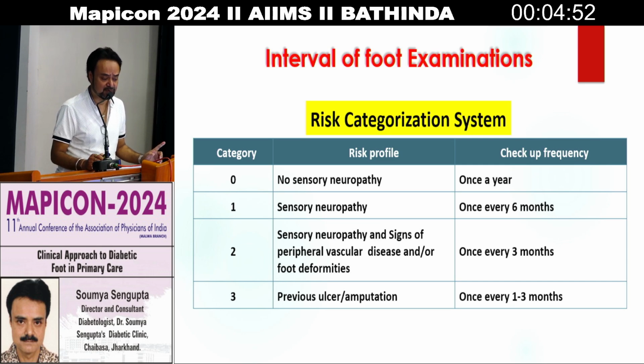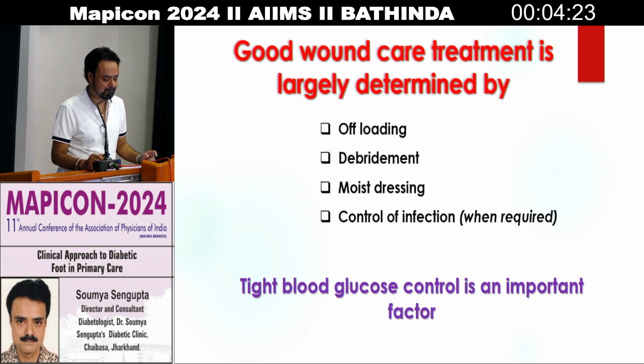Now, this is a very important slide. Risk categorization and the frequency of follow-up. Category 0, no sensory neuropathy, once a year. Sensory neuropathy, once in every 6 months. Sensory neuropathy and signs of peripheral vascular disease or foot deformities, then once in every 3 months. If there is any history of previous ulceration or amputation, I personally feel every month.